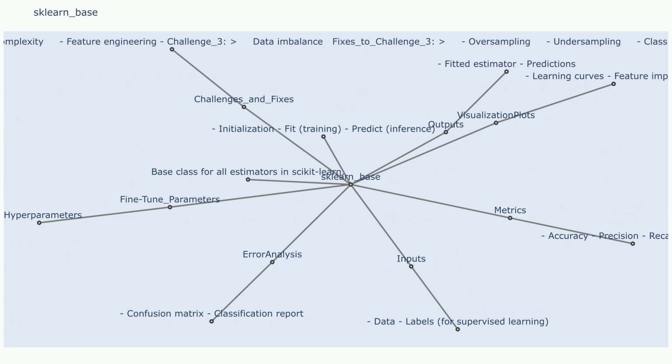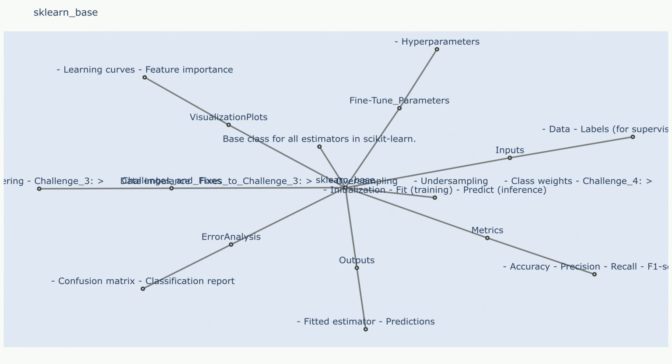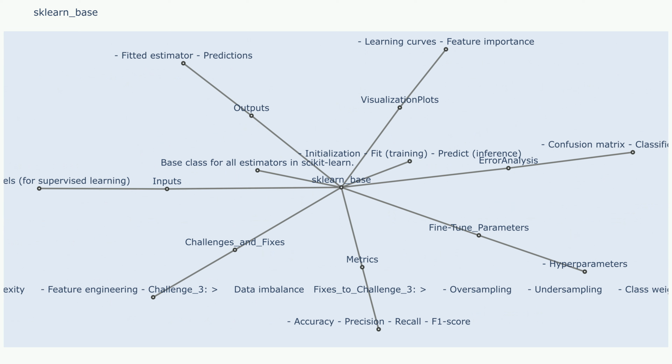The sklearn base module defines core classes like BaseEstimator, TransformerMixin, and ClassifierMixin. These classes provide a blueprint for building machine learning components by defining common methods and attributes that ensure consistency and compatibility across different models. Step 2.